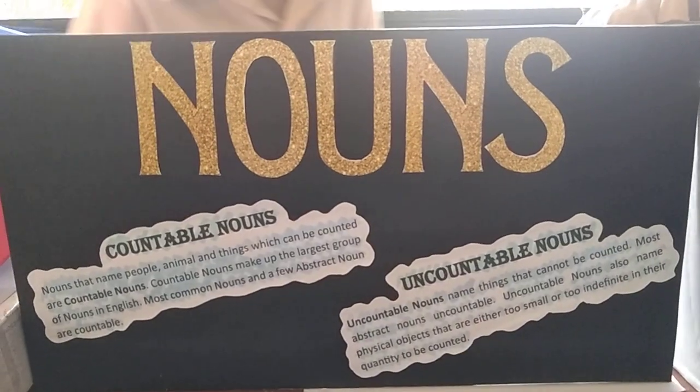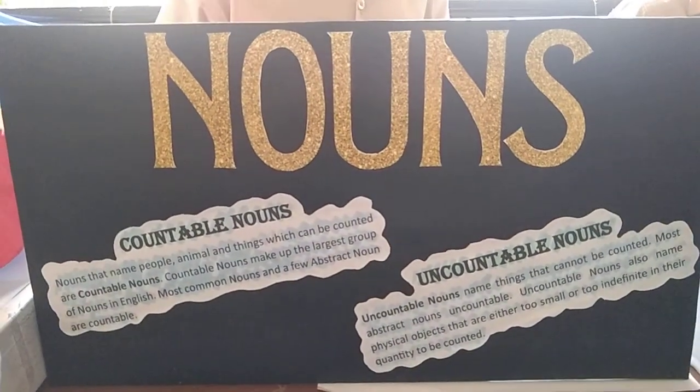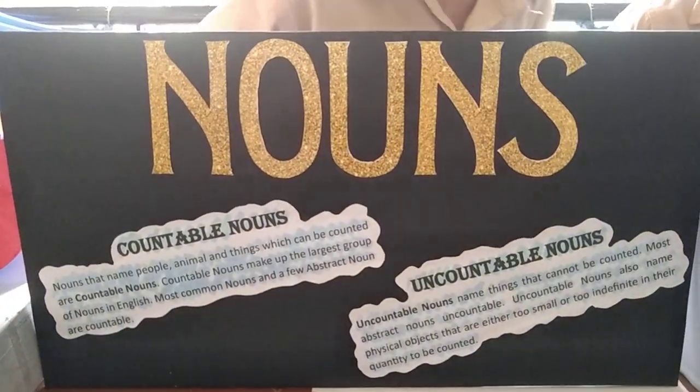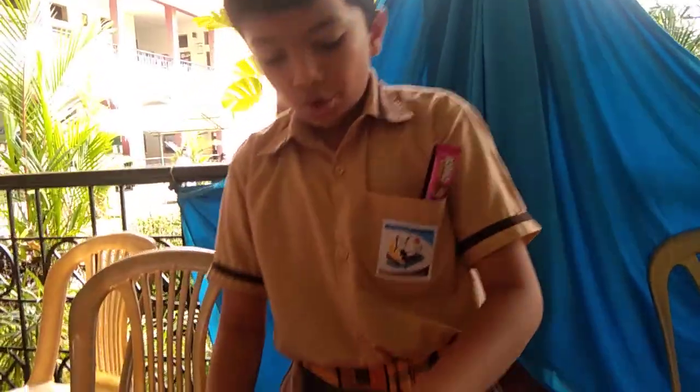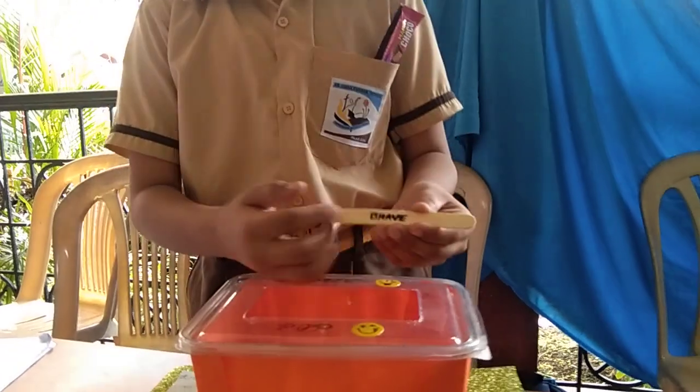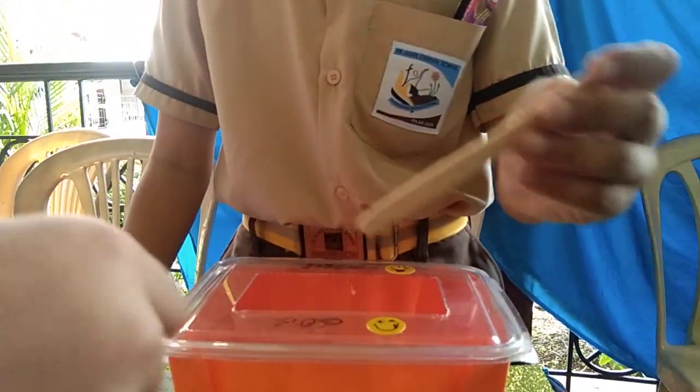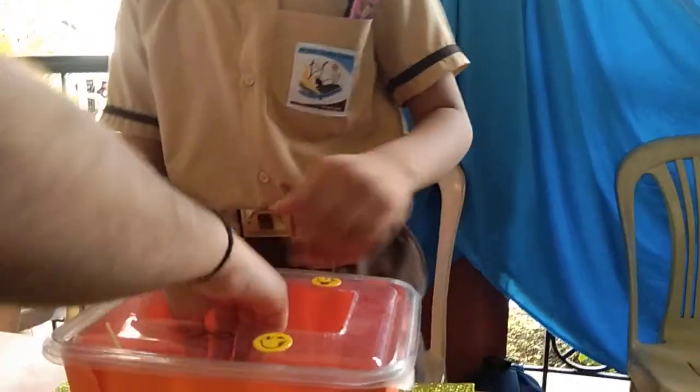Name five. One is sugar, uncountable. Salt, tea powder. So this is verbs, nouns and adjectives. I have to take a stick with some words, and I have to put it in verb, noun or adjective.